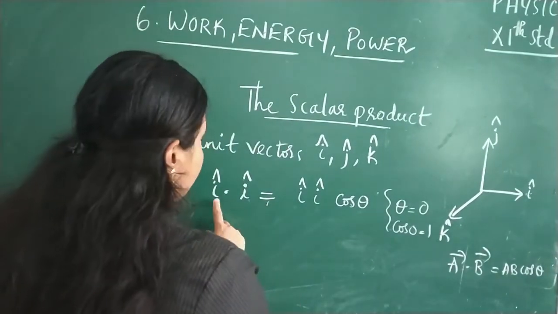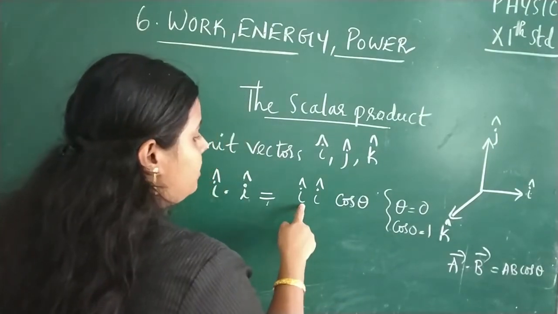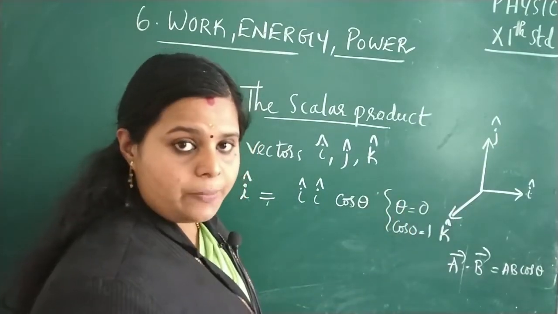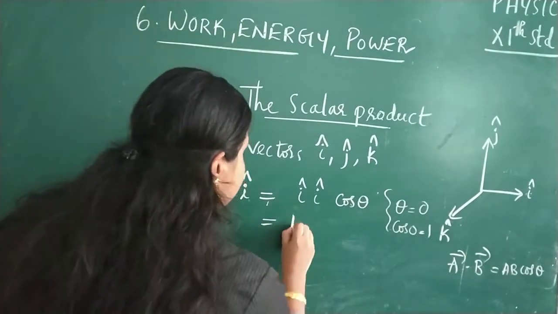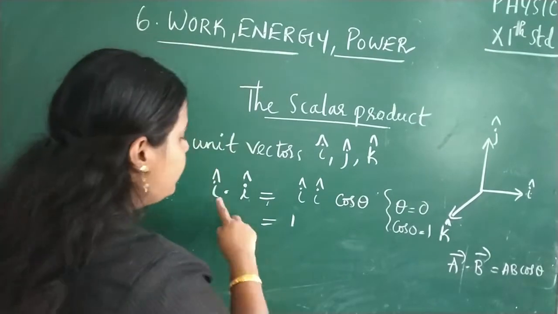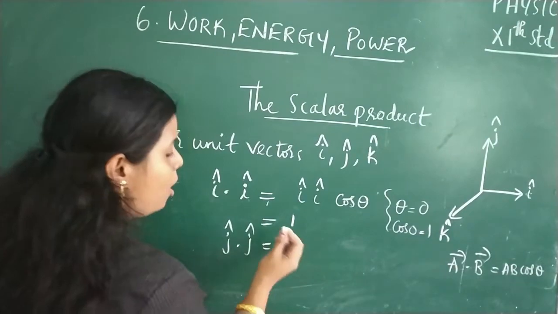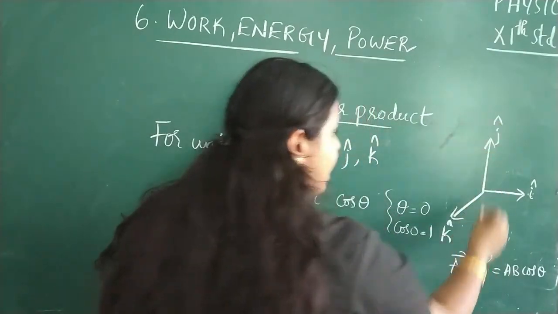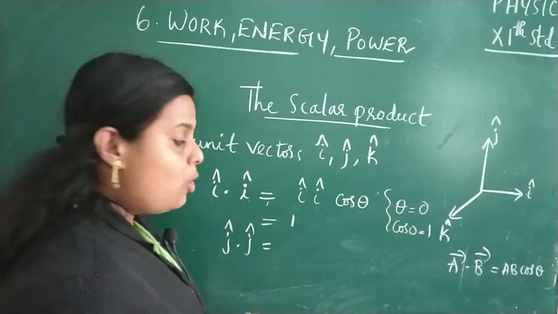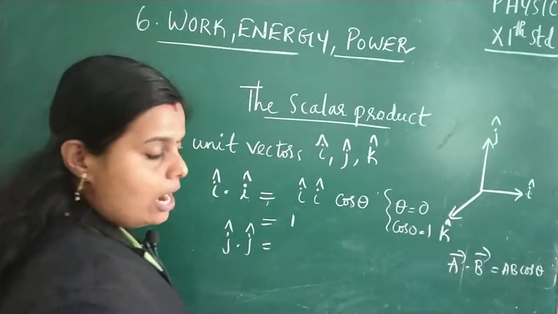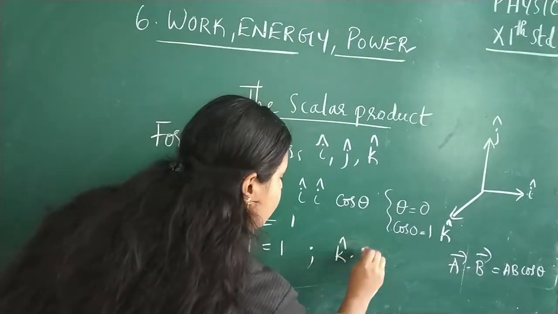So what is I dot I? That is I into 1, and we already know that the magnitude of a unit vector is equal to 1. That's why they are known as unit vectors. So the answer will be 1. I dot I is equal to 1. Similarly, what about J dot J? J dot J means the unit vector along y direction. Here also the angle between the vectors J and J is 0 degrees, so cos 0 is equal to 1 and the answer will be 1. And K dot K is also 1.